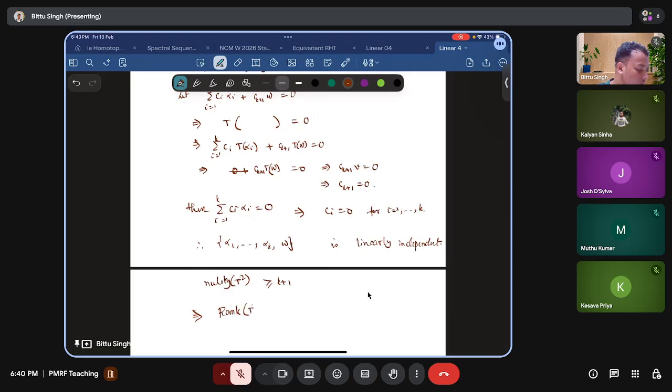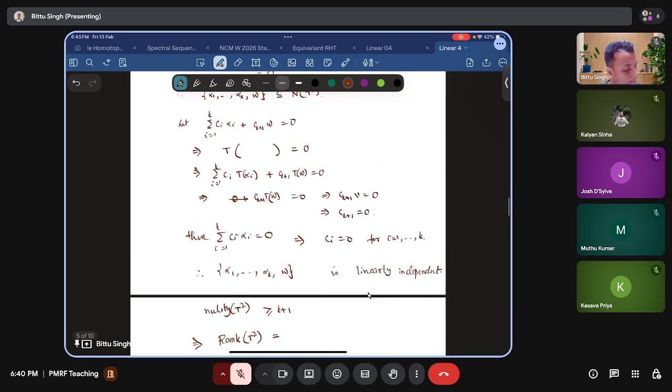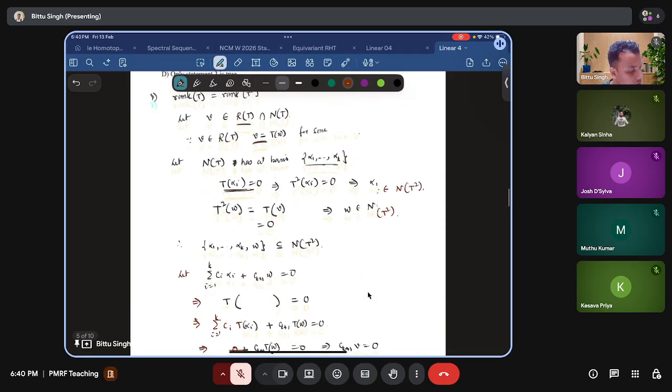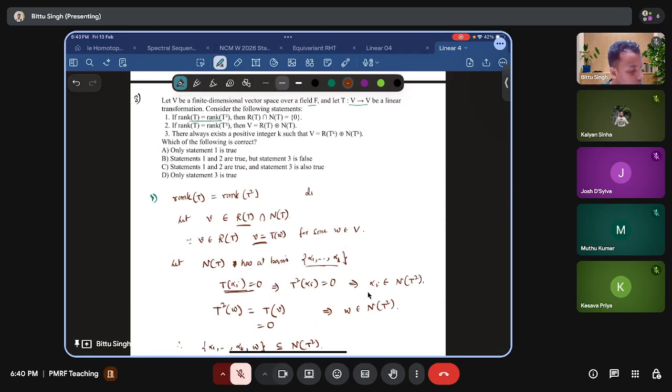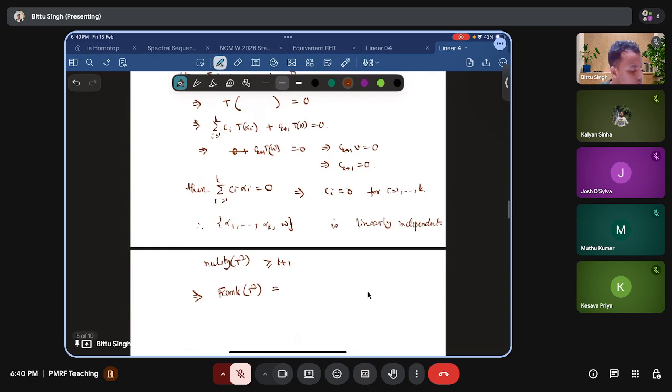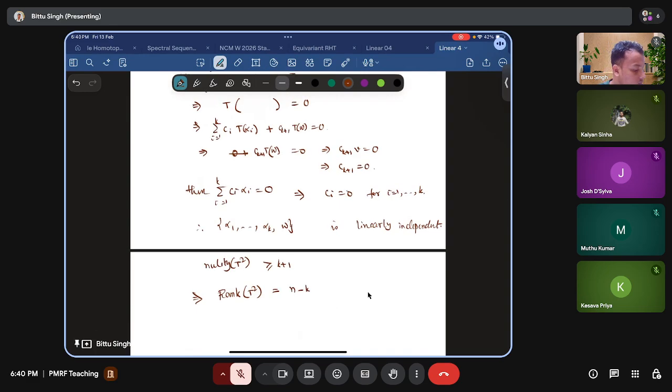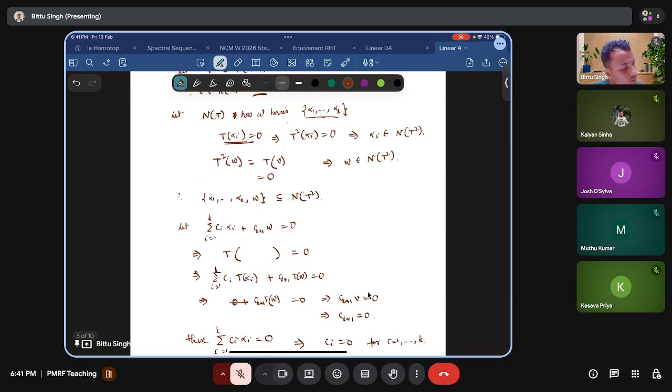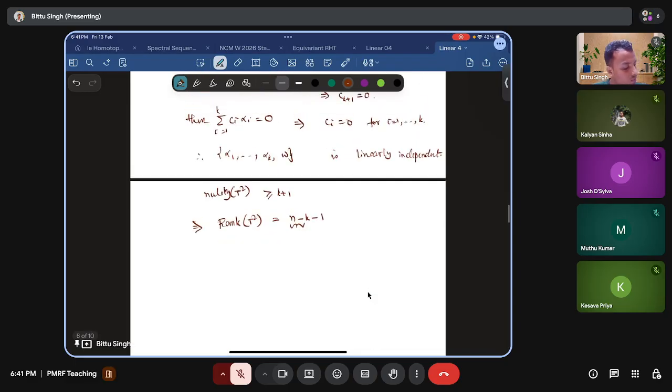So rank of T square, this is the same as the dimension of the vector space. Suppose the dimension of the vector space is n, then it is n minus k minus 1. And note that n minus k is rank of T, because we assume that nullity of T is k. Here, nullity of T is k.